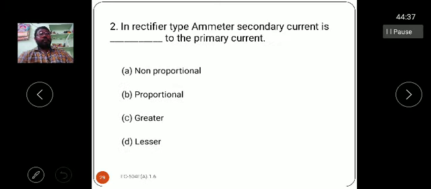One more question: in a rectifier type ammeter, the secondary current is dash to the primary current. Again, I am repeating: in a rectifier type ammeter, the secondary current is dash to the primary current. The options are non-proportional, proportional, greater and lesser. What is your answer? It is proportional. In a rectifier type ammeter, the secondary current is proportional to the primary current.